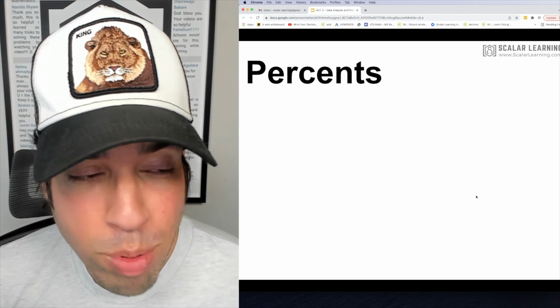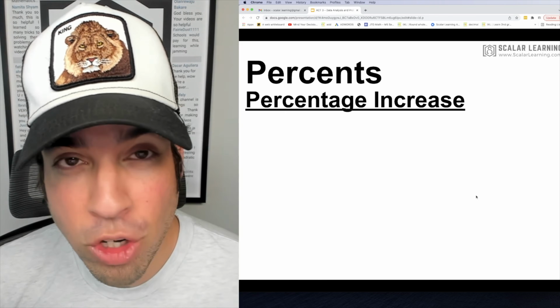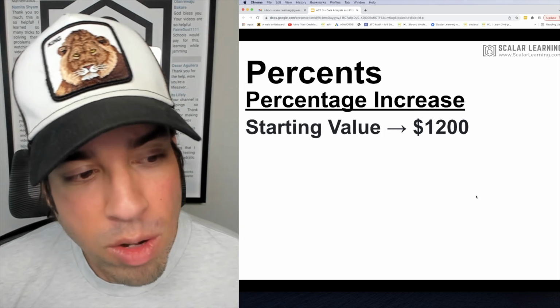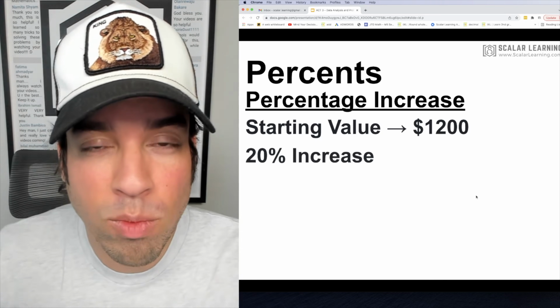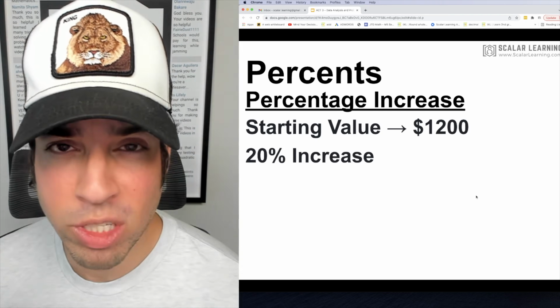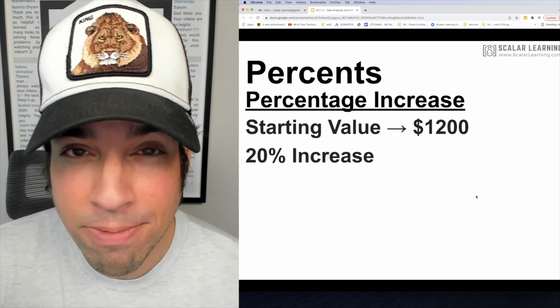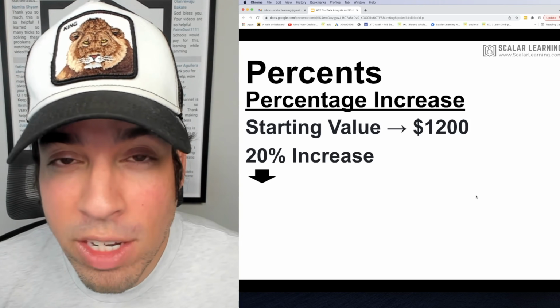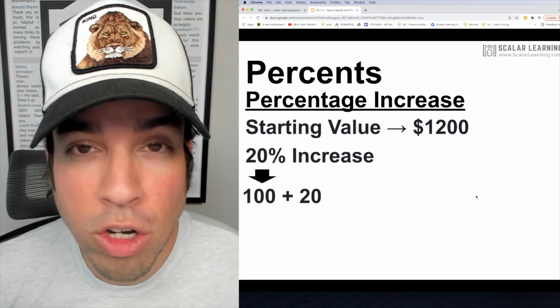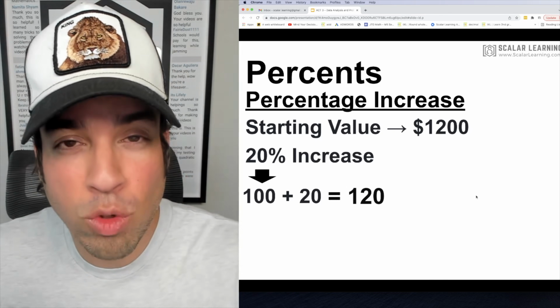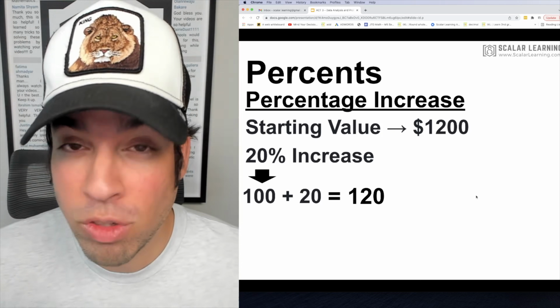Other types of percentage problems could be percentage increase. So I'm going to show you how these work as well. Let's say we have a starting value and we're asked to find what is a 20% increase. So check it out. This is the fastest way to do it. Since we're talking about increase, I'm going to add this value to 100. So it's really 120% of 1200. That's what we're talking about.